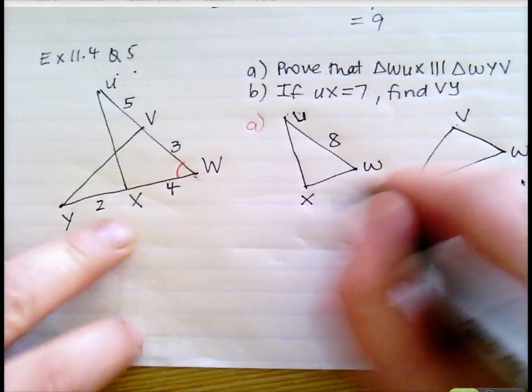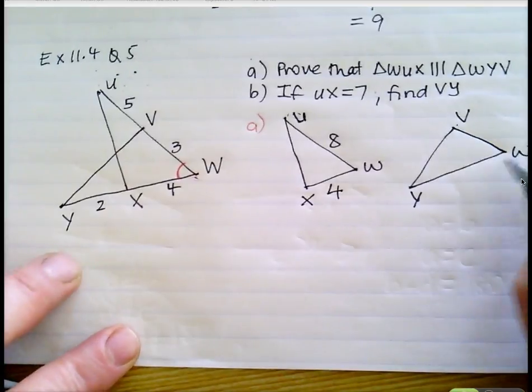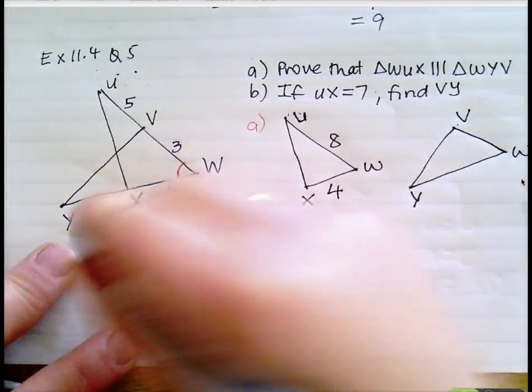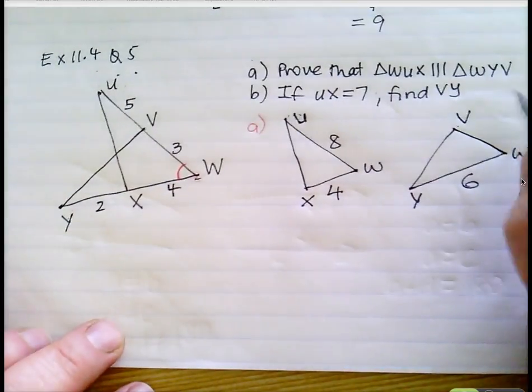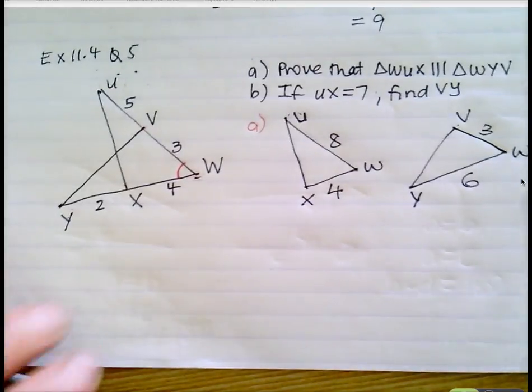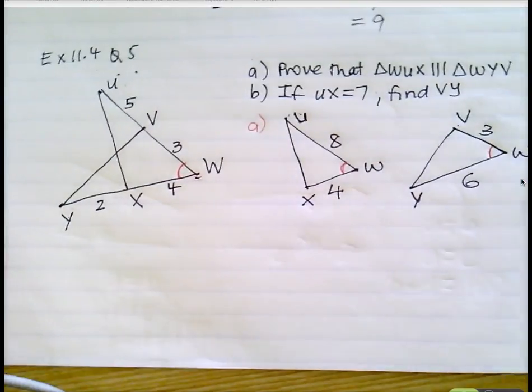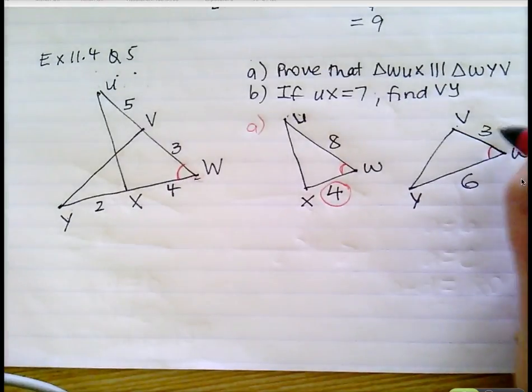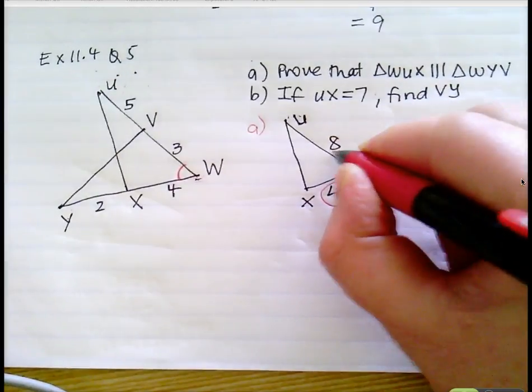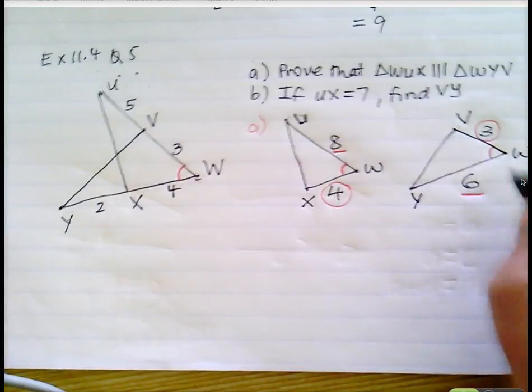Do you have anything else? Do you have WX? Yes, 4. Do you have WY? 6. Do you have WV? 3. Good. And what's the angle that we marked before? You can see that it's going to be 2 sides in proportion and included angle equal. But let's match the right sides. 4 is the smaller one here. What does it match with? It matches with the 3. 8 is the bigger one here. It matches with the bigger one here, the 6.